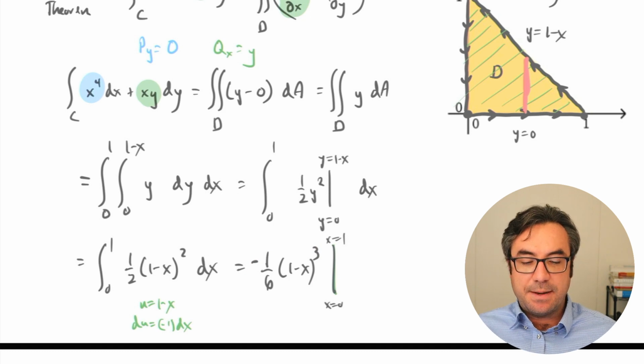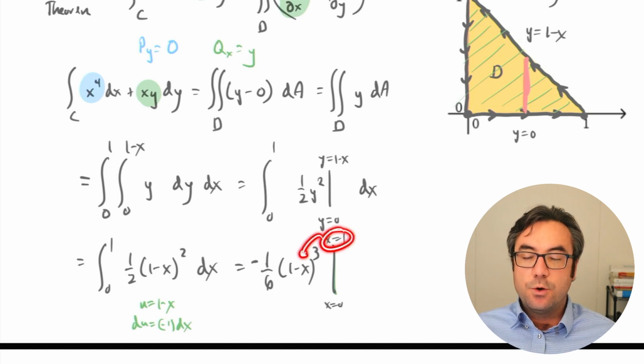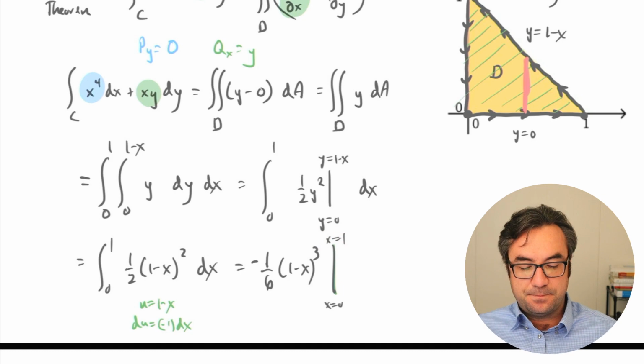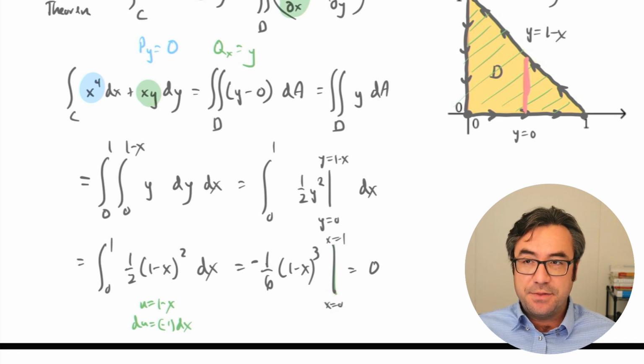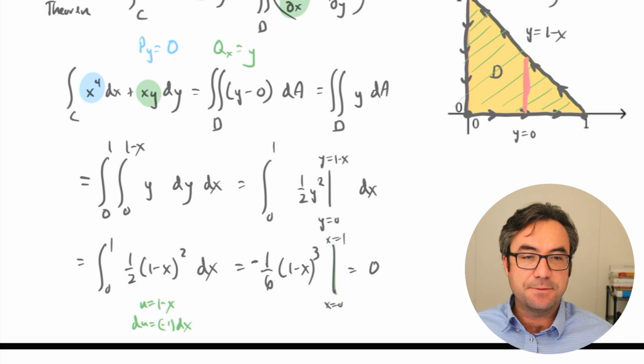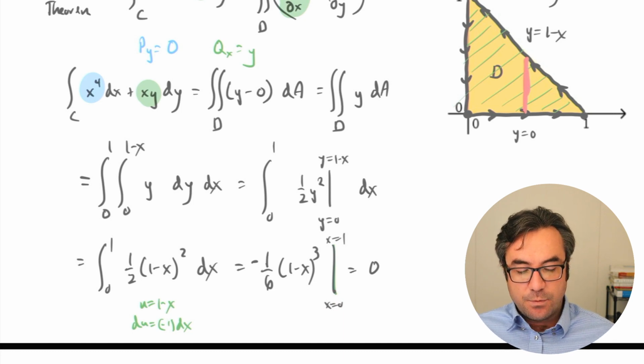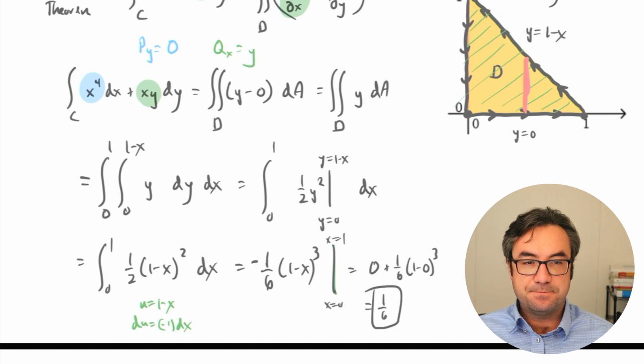And when we plug the top number in, x equals 1, we get 0. And then we subtract, and we plug in the bottom number here, which is x equals 0, and this is actually going to be the one that gives us something. And when we do that, we end up with plus double negative 1 over 6 times 1 minus 0 cubed, which ends up being 1 over 6.